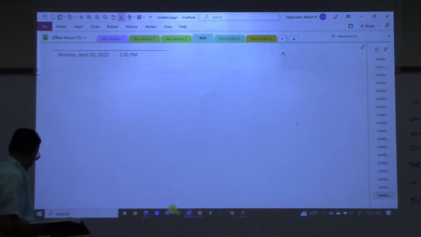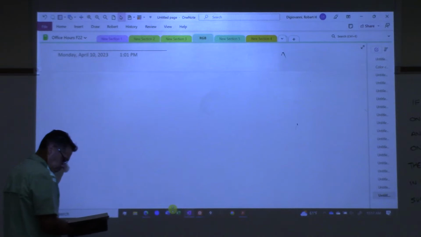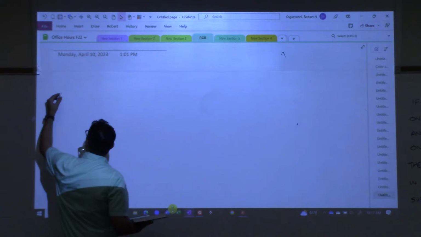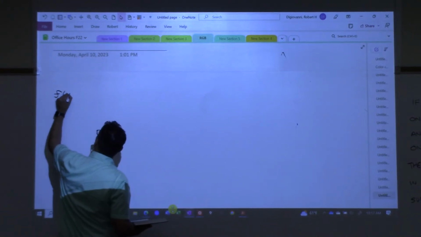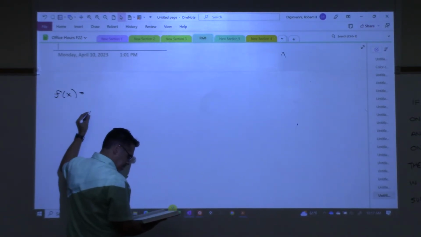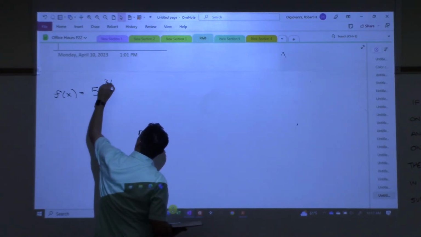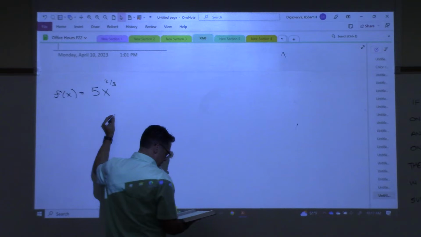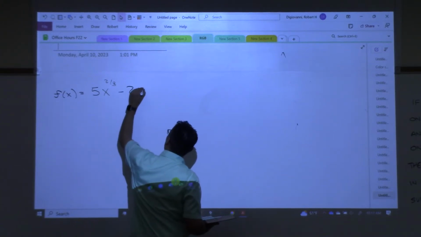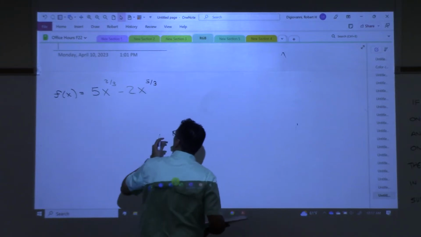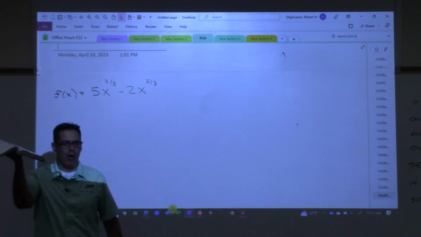Like f of x equals 5x to the 2/3 minus 2 times x to the 5/3. What I'm doing here is I'm just pulling some even problems out of the section.